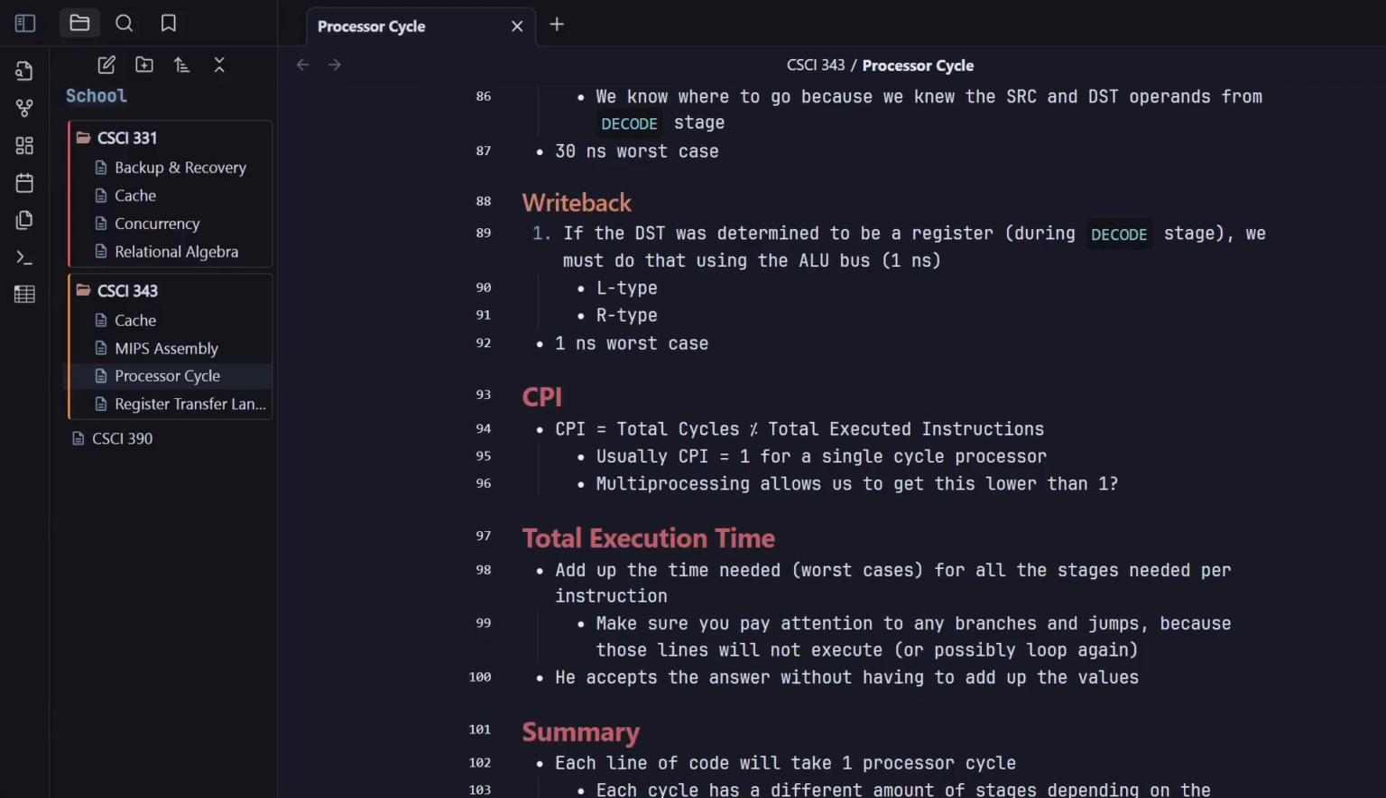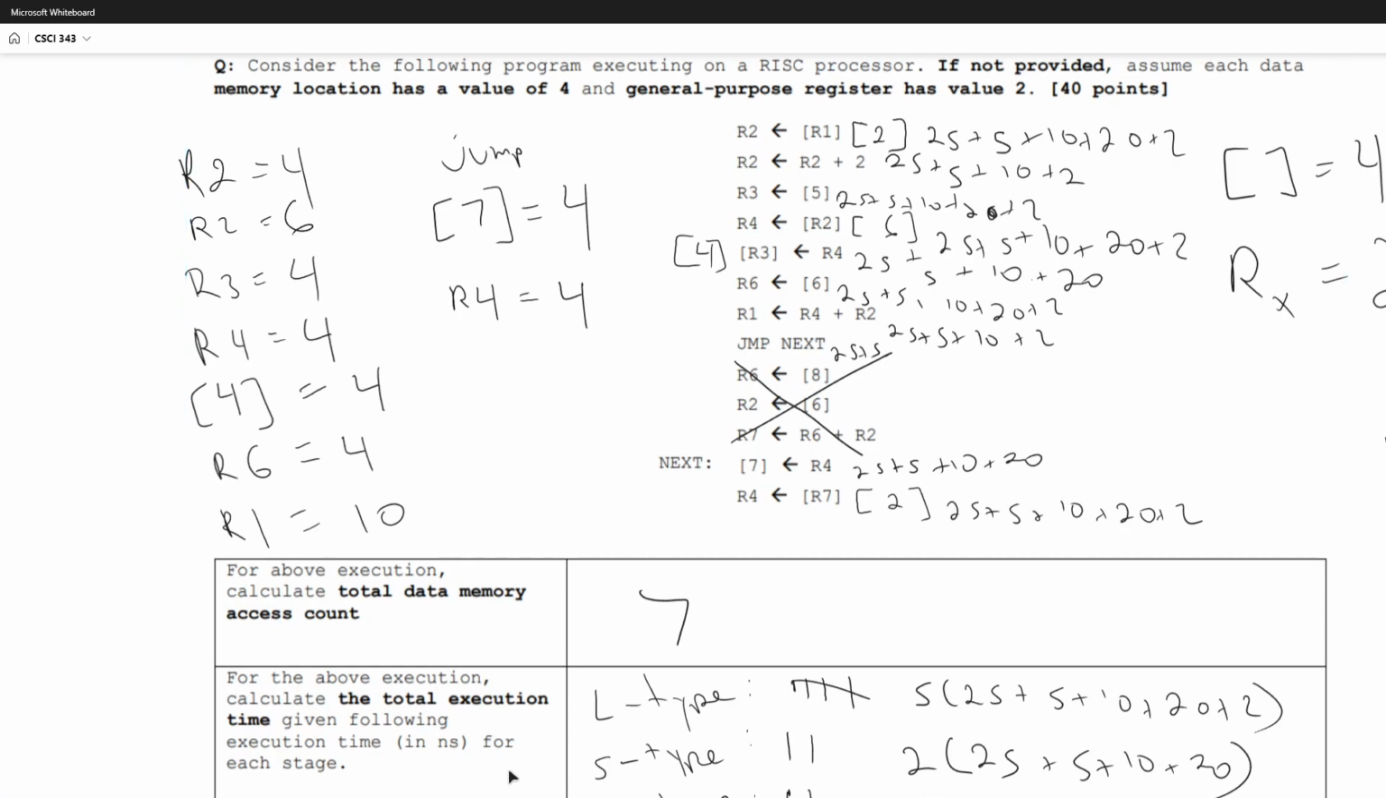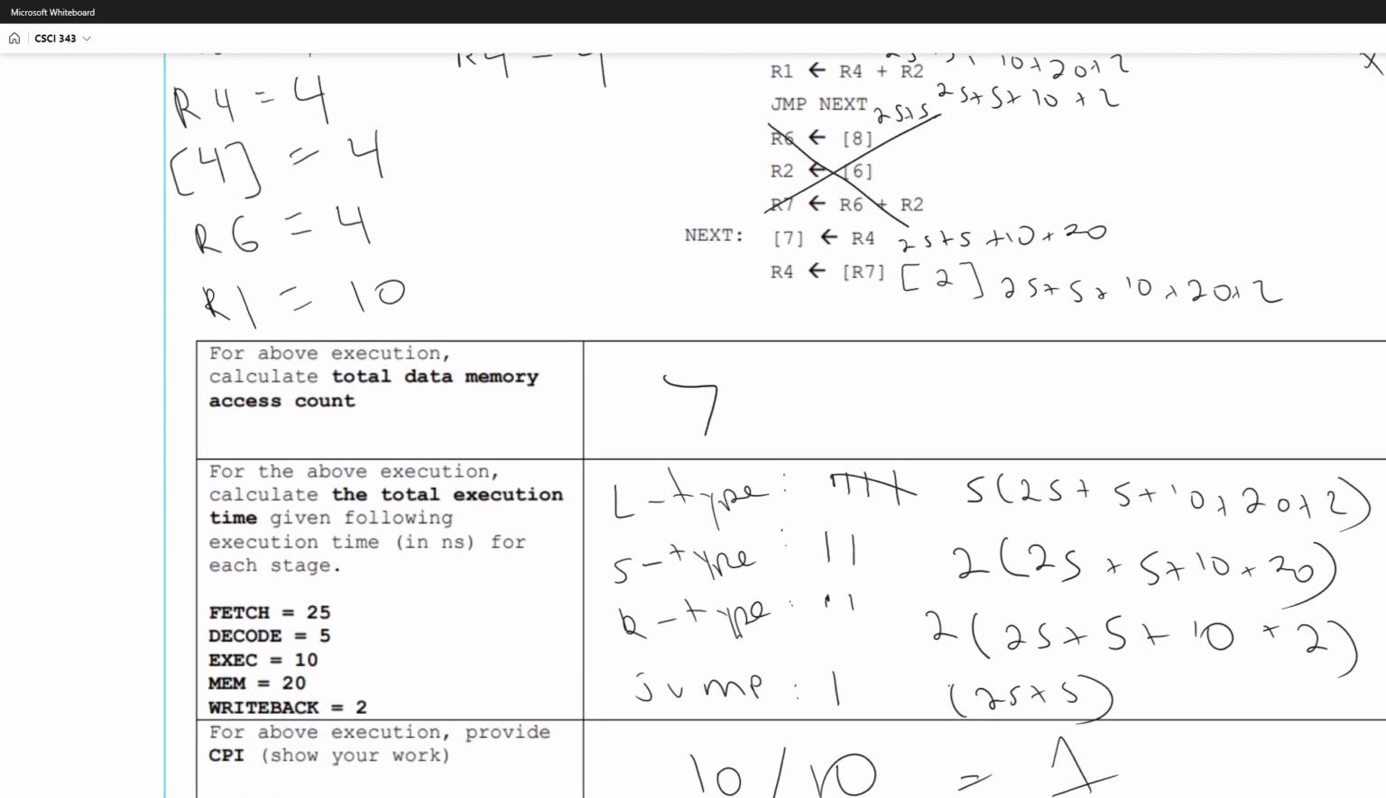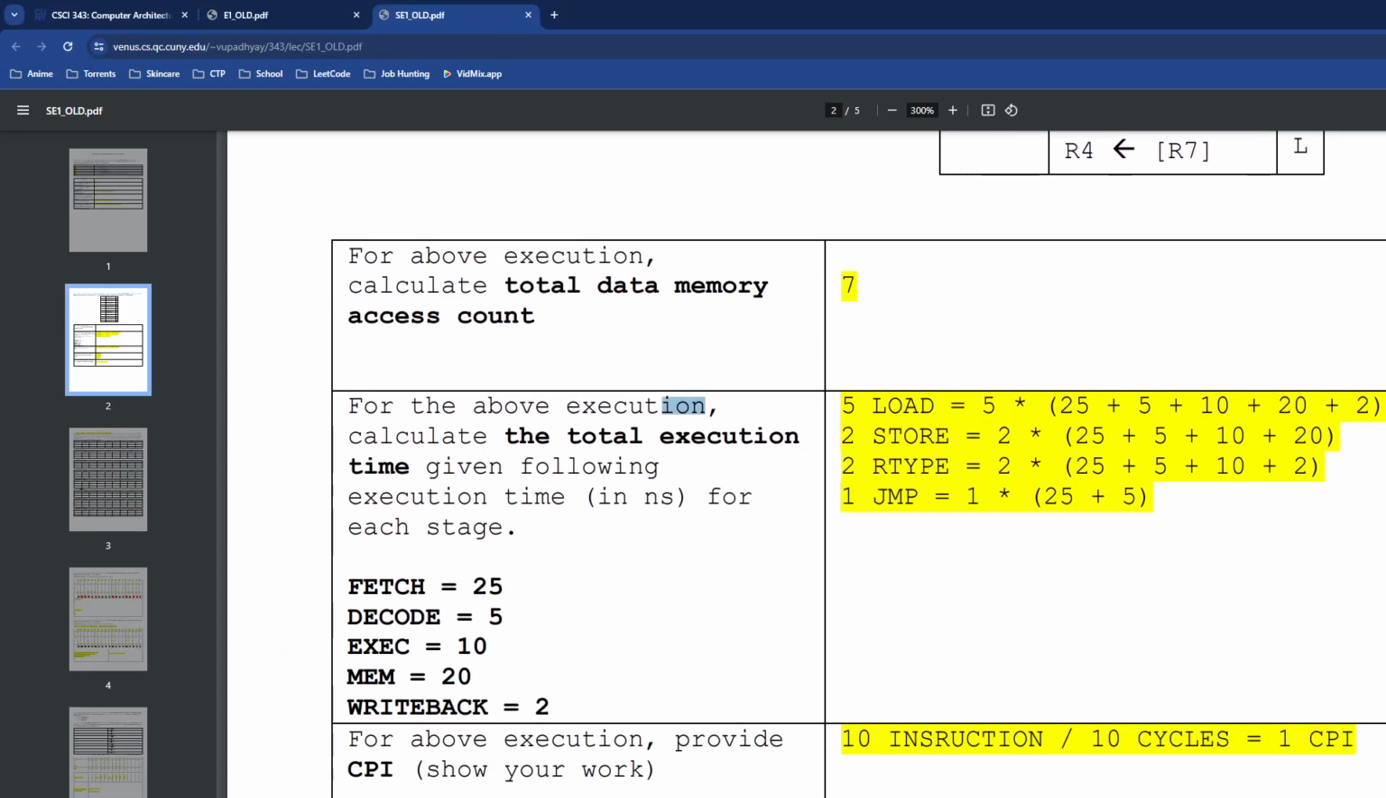Okay. For the above execution, provide the count of each instruction type. Okay, well, we already know that. So 5 L types, 2 S type, 2 R type, 1 jump, right? Is that what he wants? Yeah.